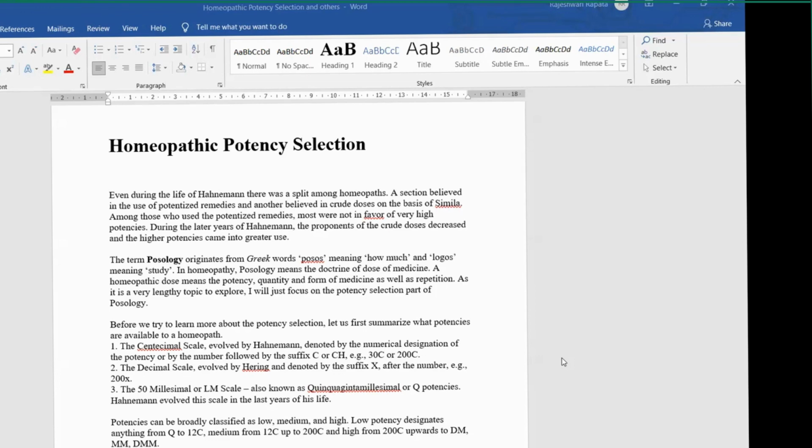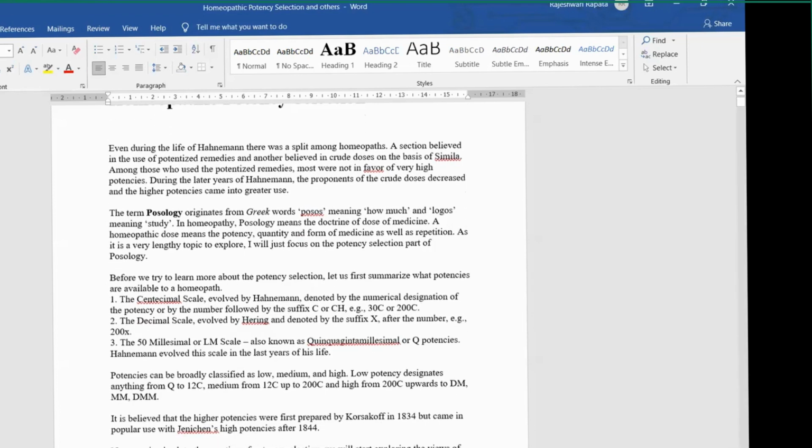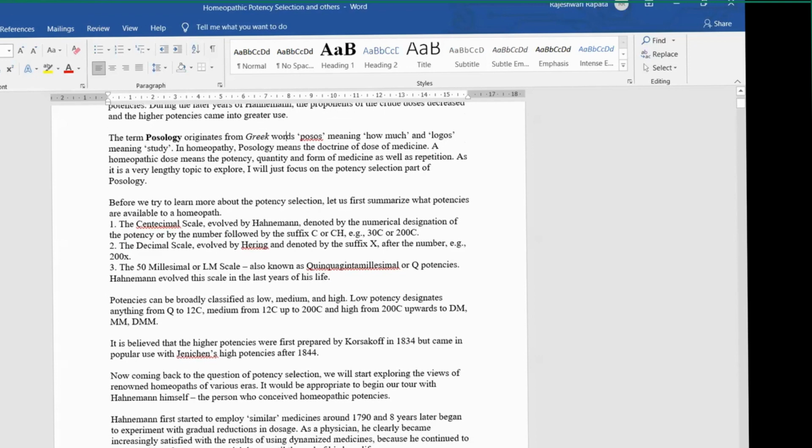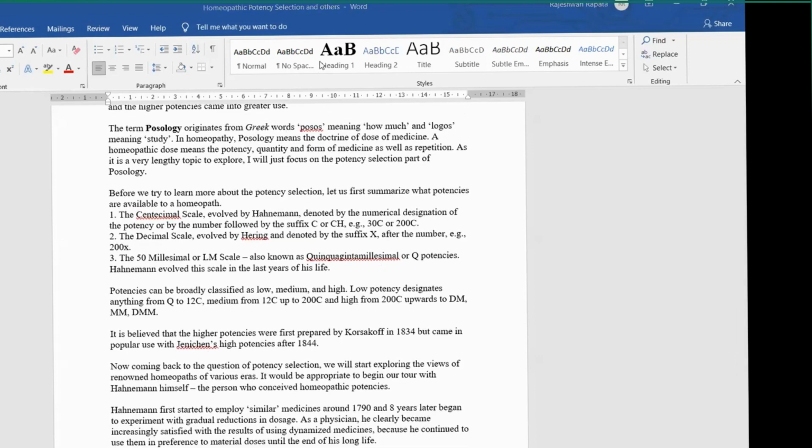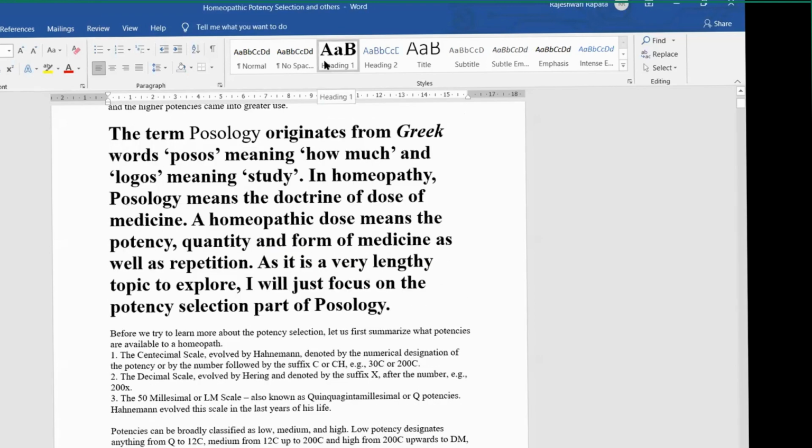Here, potencies can be broadly classified as the lower potencies, medium potencies, and the high potencies. In that way they are classified. So what do you mean by the lower potencies? Lower potencies are right from... okay. So what are the lower potencies?